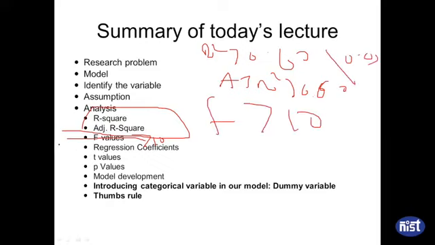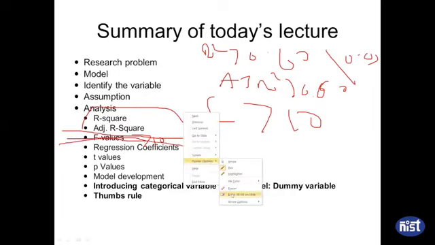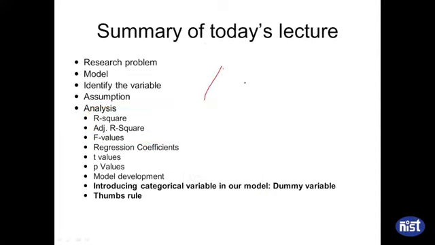Next is called regression coefficient. What is regression coefficient? There are generally two types of coefficient in regression. One is called standardized, and another is called unstandardized. If the unit of measurement is the same, and the unit of measurement of all independent variables will be the same, then we say we standardize.